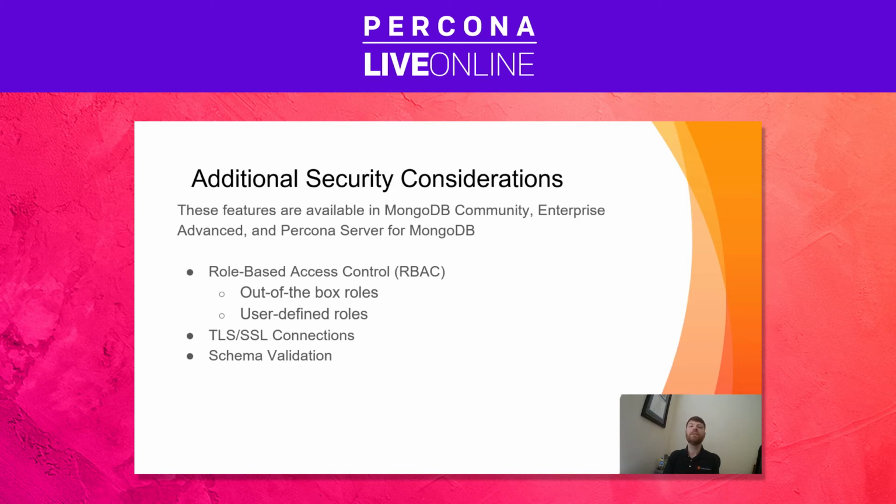The next one is encryption in flight. That's available by default with Community, Enterprise, or Percona Server for MongoDB. So you can have your SSL connections between nodes and between the application with just the community version.